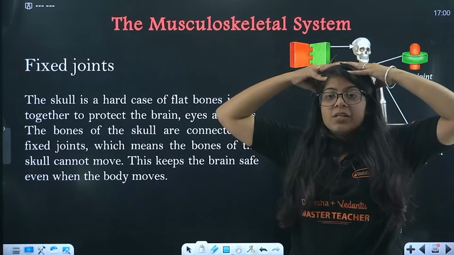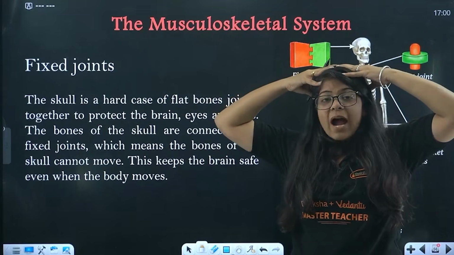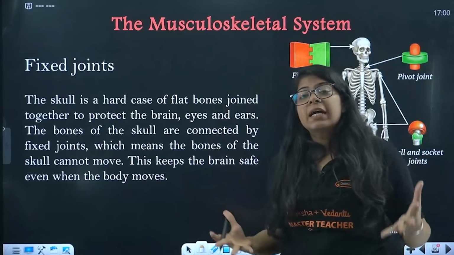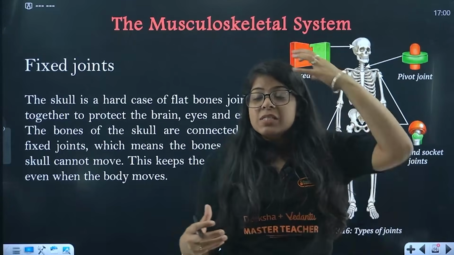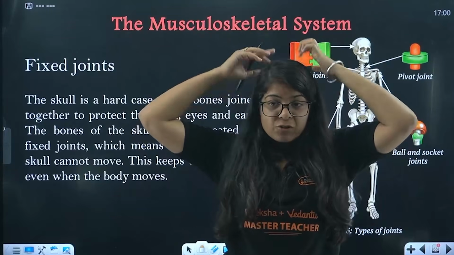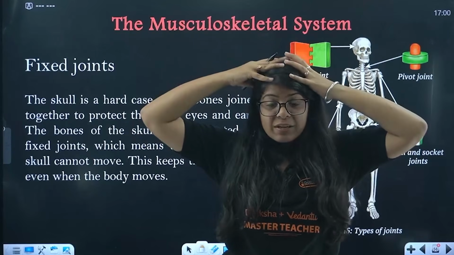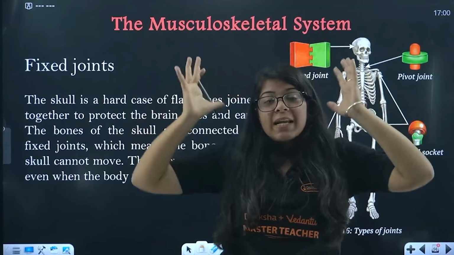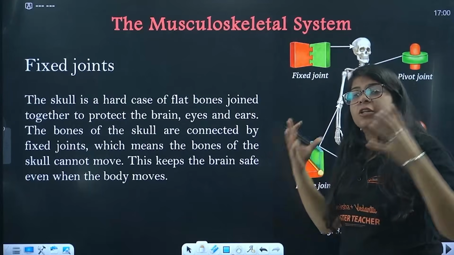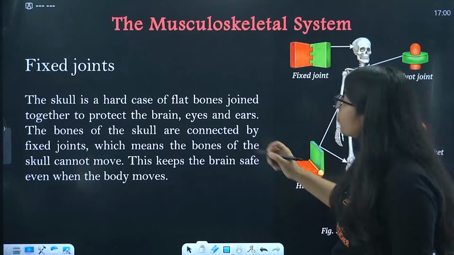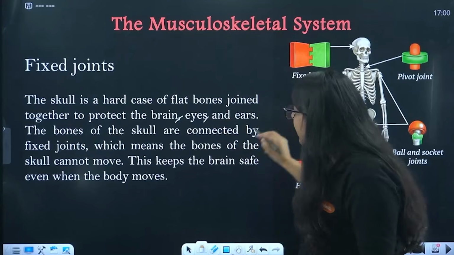The skull is a hard case of flat bones. If you see in your childhood, when you are just a newborn, there are so many small parts of the skull. They are not joined together. They come together as you grow up, and after that they become a hard case. Why? To protect your brain, your eyes, your ears.